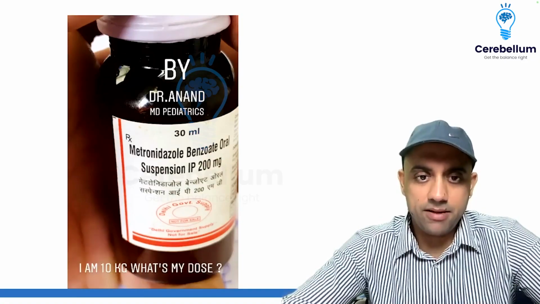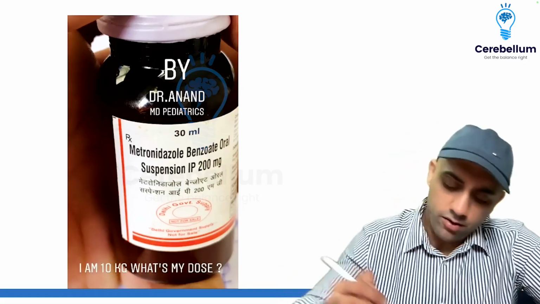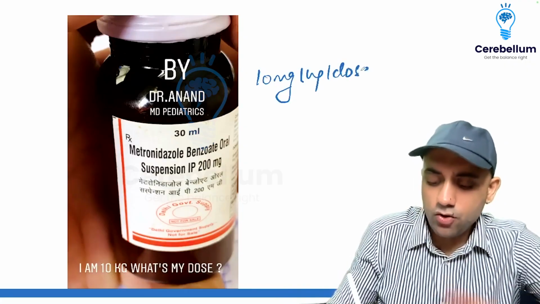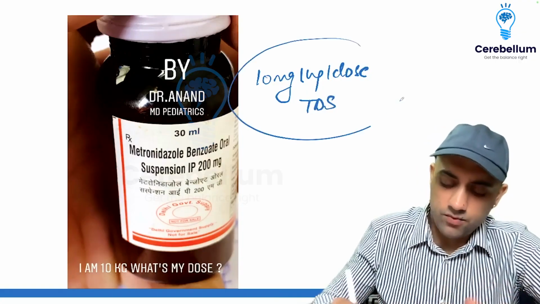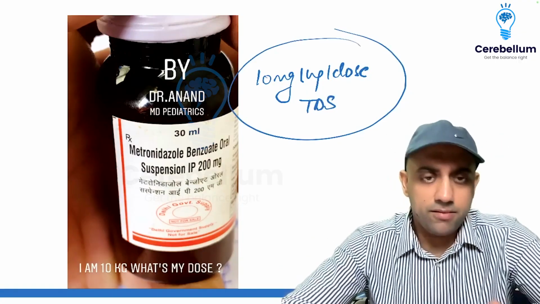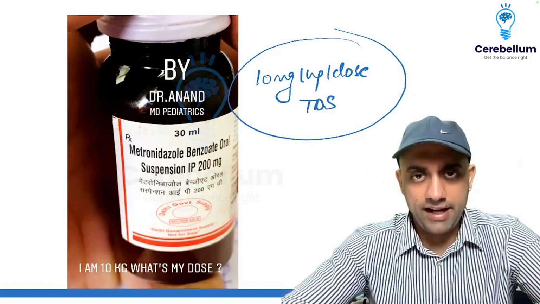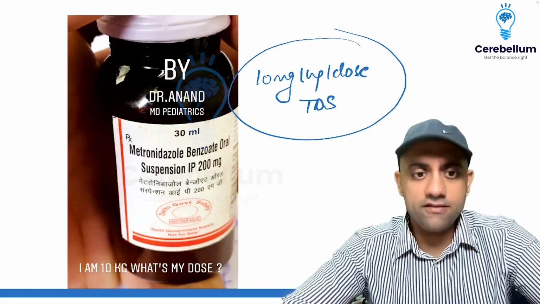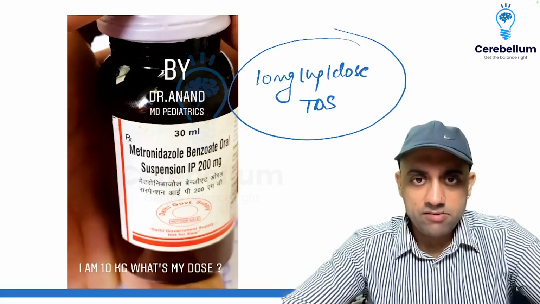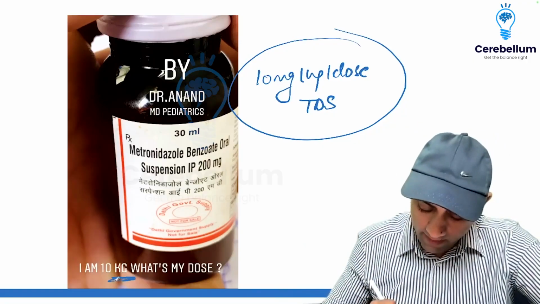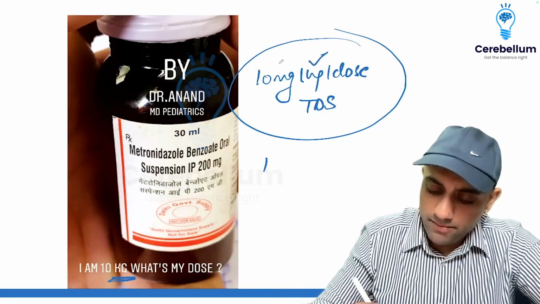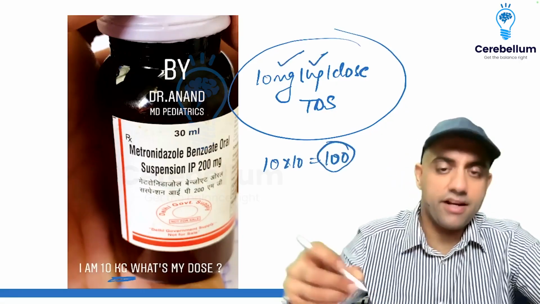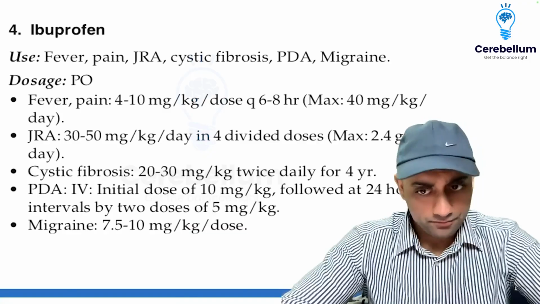Next, we have Metrogel. I am a 10 kg baby. What is my dose of Metrogel? Usually we give 10 mg per kg per dose TDS. Just remember, I'll not go into too much detail. Metrogel, metronidazole, is for amoebiasis, giardiasis, and acute gastroenteritis infections. So 10 mg per kg per dose, thrice a day. I am a 10 kg baby, what's my dose? For a 1 kg baby 10 mg, for a 10 kg baby 10 into 10 is 100. So 100 mg morning, afternoon, and evening.